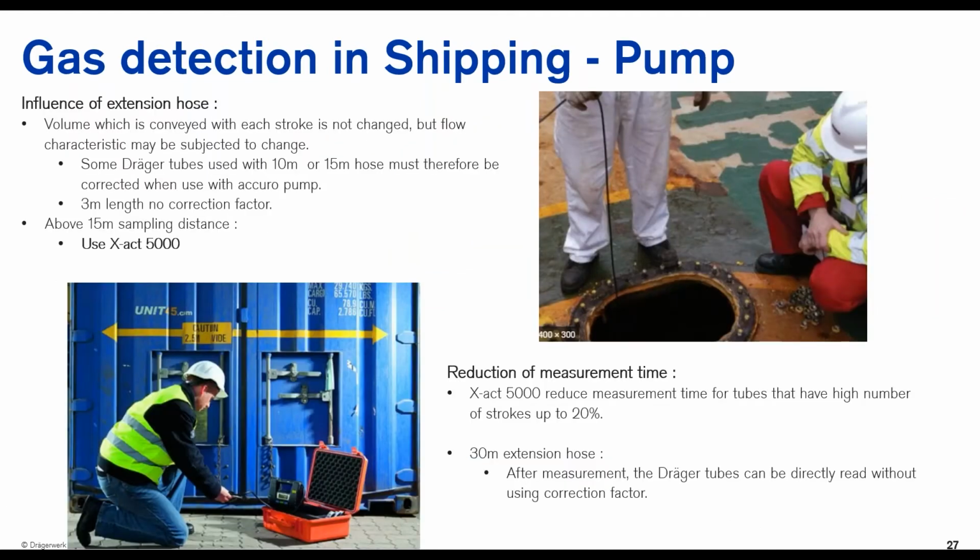Next, we look into the pump system, looking into the extension hose. If you are using the extension hose that's 10 meter or 50 meter with the Accuro pump, you are required to apply a correction factor. Why? The volume conveyed with each stroke does not change, but the flow characteristics may be subject to change. So for some tubes, when you're using a 10 or 15 meter hose, you are still required to apply a correction factor. But for hoses that are 3 meter or less, no correction factor is needed.